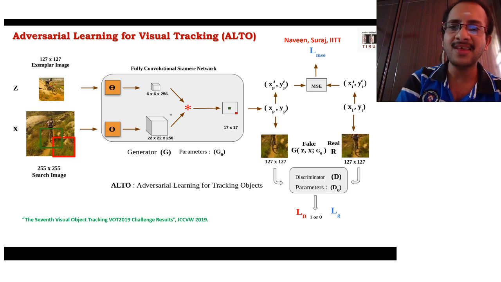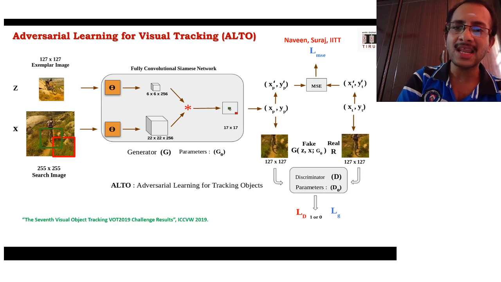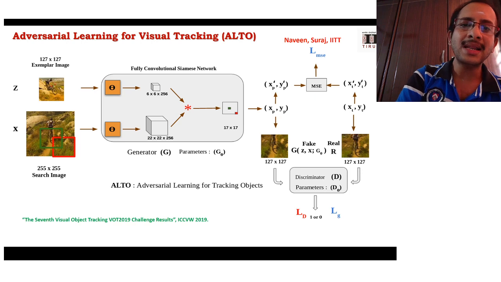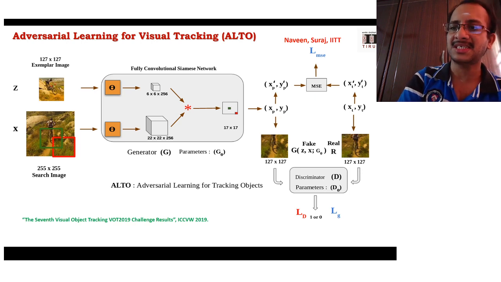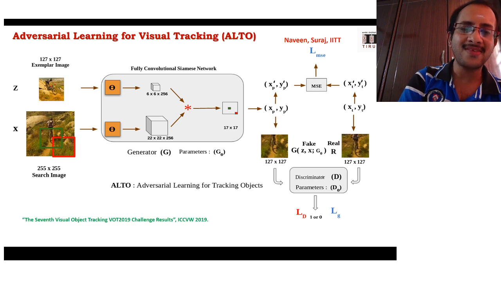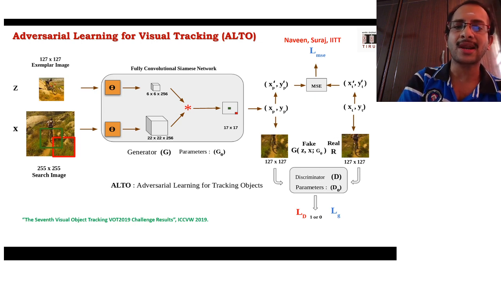The correlation between these two gives the response map, and the higher the value of the response map, the more it indicates that is the probable location for the object. And this probable location may not exactly match the target location. So now the discriminator is here to adjust this misalignment with respect to the target location.